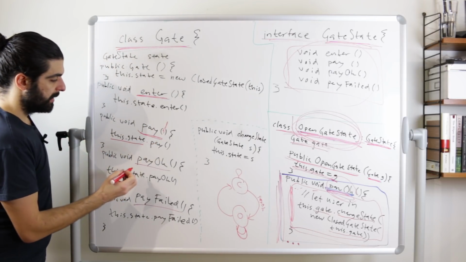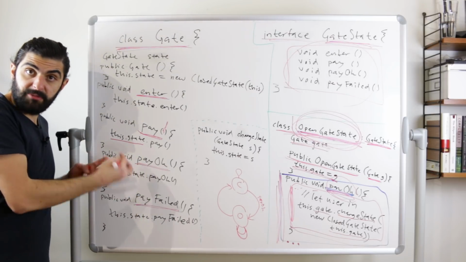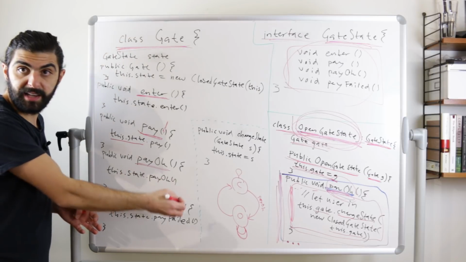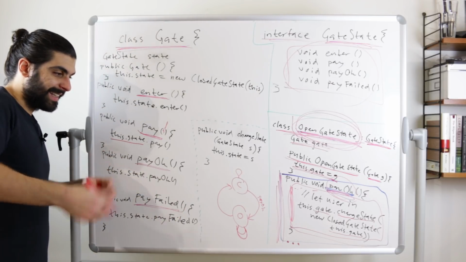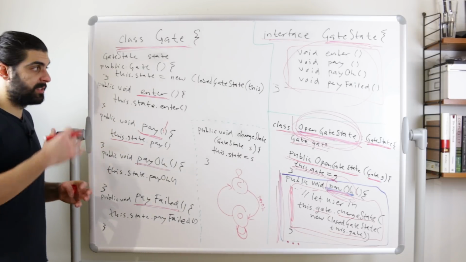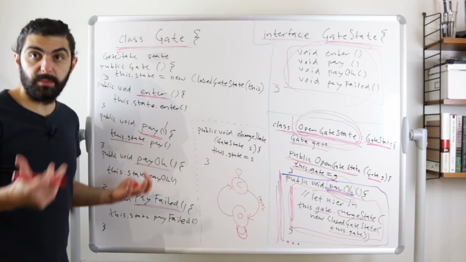So we have the pay method, and we can call pay okay and we can call pay fail. And these are actually a bit more like events. So maybe these should actually be called on payment okay and on pay failed. So as in, these are things that can happen. And these would probably not be called by us from the outside when we're directly interacting with the gate, but probably be called by the payment processor.